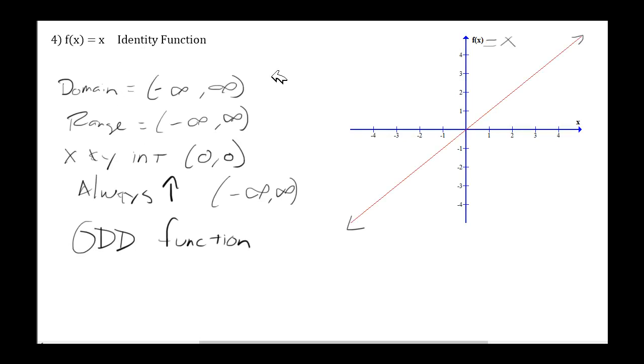So the identity function. So f of x equals x. This is a cool one because everything you put in, you get out. That's why it's called the identity function. I put in a 0, I get a 0 out. I put in a 1, I get a 1 out. Put in a 2, I get a 2 out.